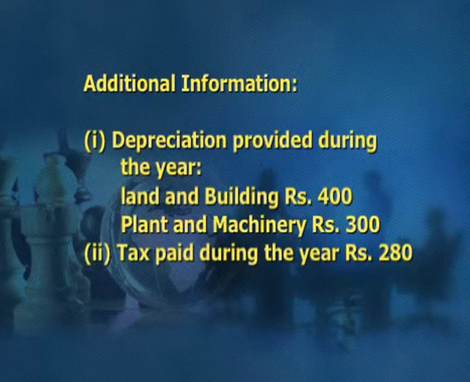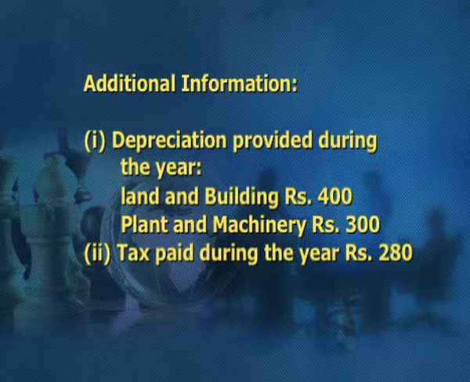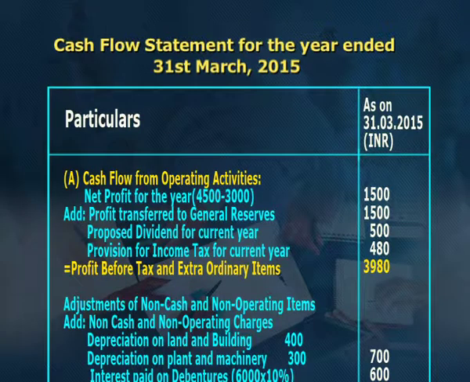Additional information is also here, which is depreciation provided during the year: land and building rupees 400, plant and machinery rupees 300, tax paid during the year rupees 280. Let's see the cash flow statement for the year ended 31st March 2015.